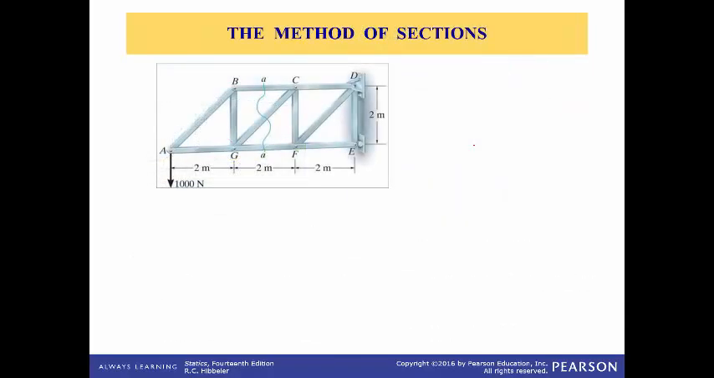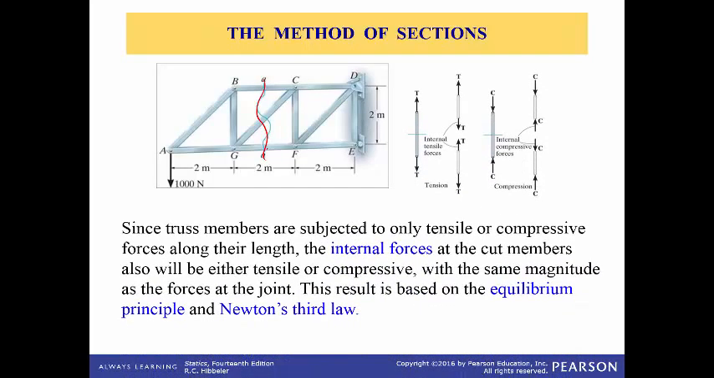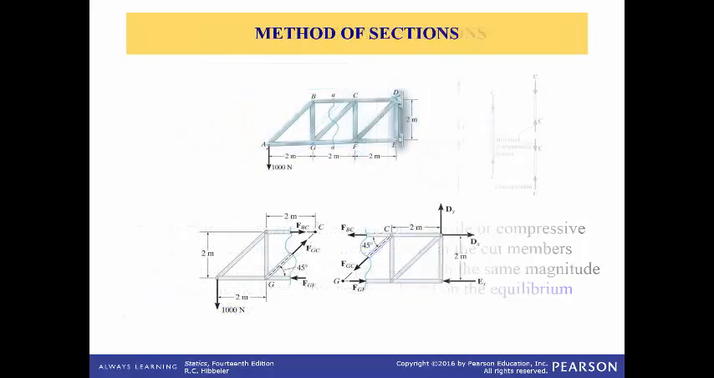In the method of sections, of course, you basically cut a truss, and we will make the same assumptions as before: we will assume that all the forces are in tension, with the same magnitude of forces at the joint. Using equilibrium equations, we will solve for the sum of the forces in X, sum of the forces in Y. But now with the method of sections, you can also use the sum of the moments about any point.